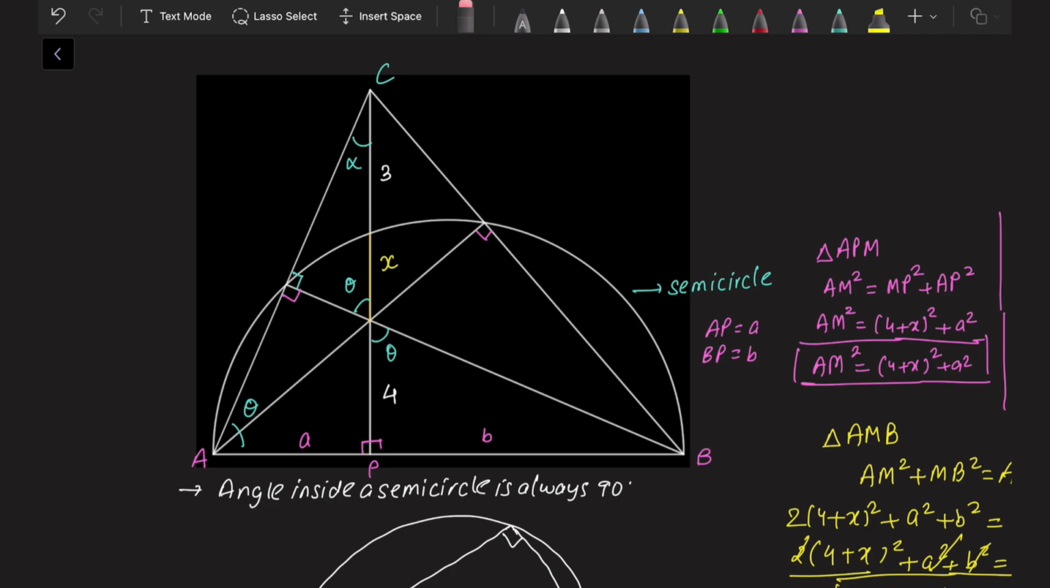Okay. So yes, theta and alpha are the complement pair. What is the meaning of the word complement? Let us understand that also. So complement angles means two angles whose addition is equal to 90 degrees. Okay, so theta and alpha are the complement pair.